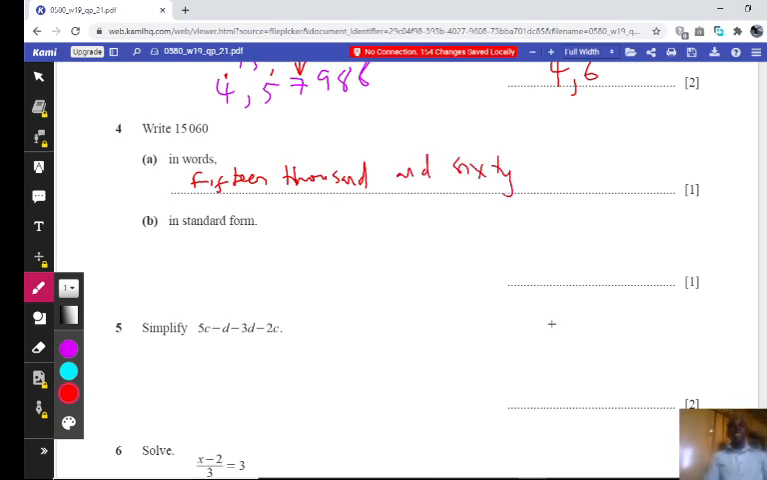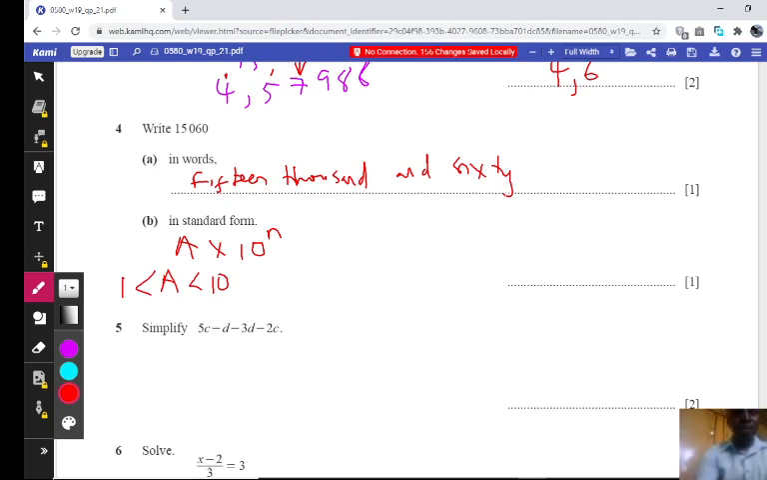You're done. So that's in words. Then in standard form, right? Standard form, remember, is in the form of a times 10 to the power n, where a is a number that lies between 1 and 10, and n is an integer. An integer is a whole number.